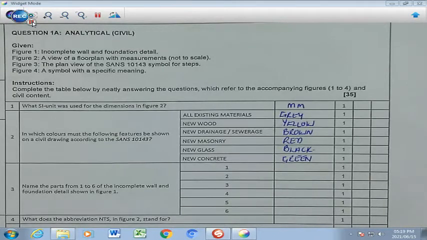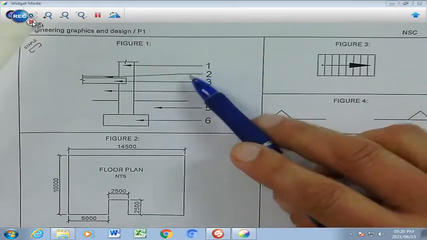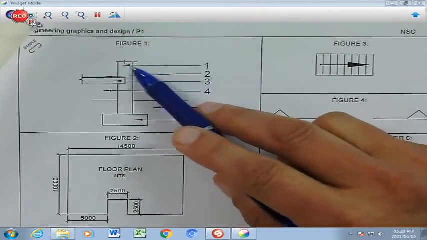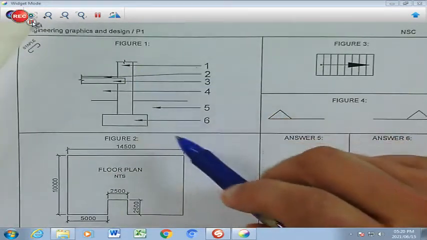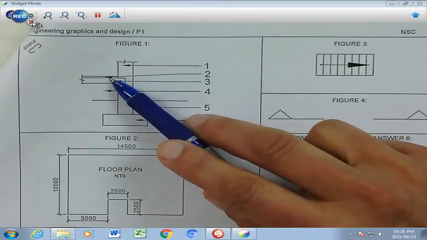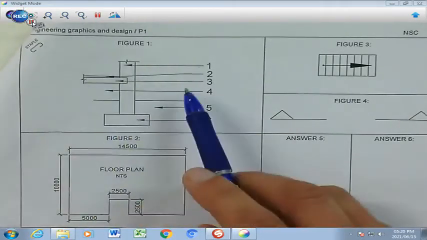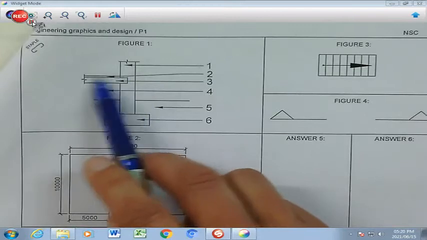We move on to question number 3. Name the parts from 1 to 6 of the incomplete wall and foundation details shown in figure 1. So we're going to match these numbers with those components in the wall. Number 1 is going to be the load-bearing wall, refers to this wall part here, which is a load-bearing wall. Component number 2 will be the screed, that's a smooth layer on top here that finishes off the floor level.